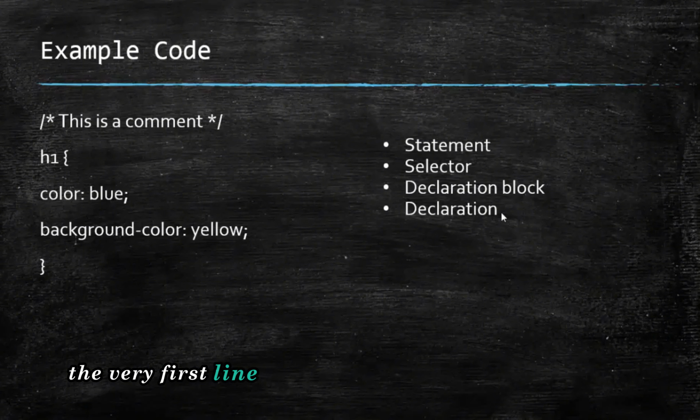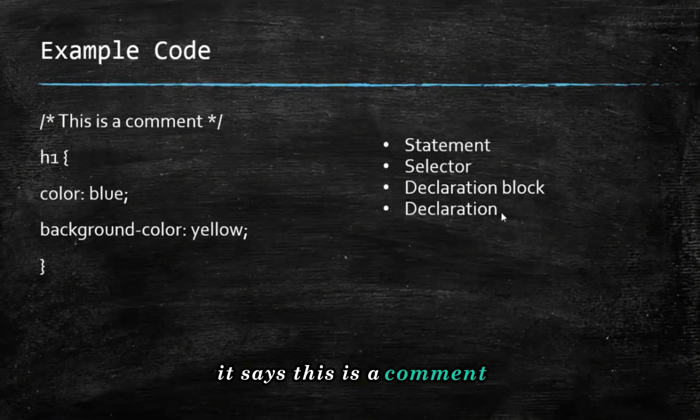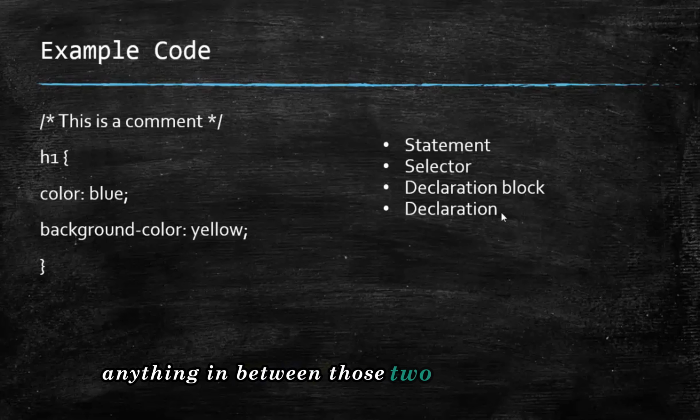The very first line of this example code is a comment. It says this is a comment. And you add comments by adding an opening slash asterisk, and you close comments with an asterisk slash. Anything in between those two is the comment.